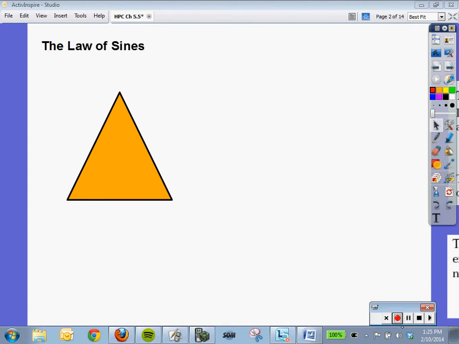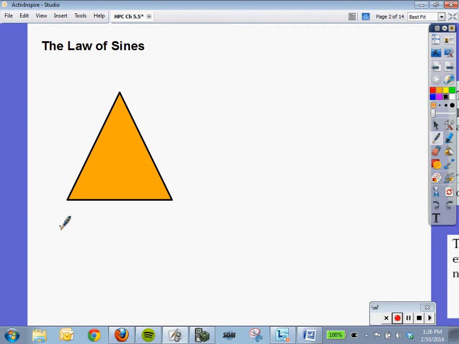We're going to learn about the law of sines today. Law of sines is basically an equation that we can use to figure out the unknown sides and the unknown angles of a triangle. Now let's start off with this triangle here.